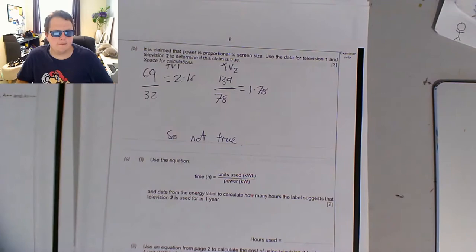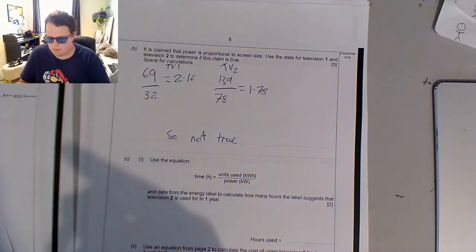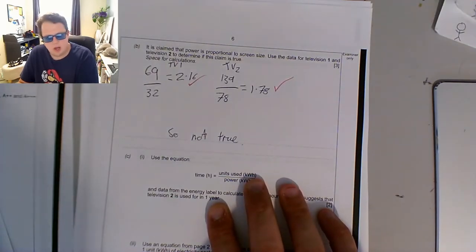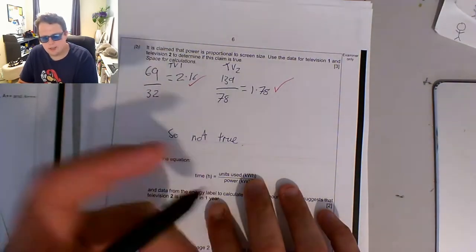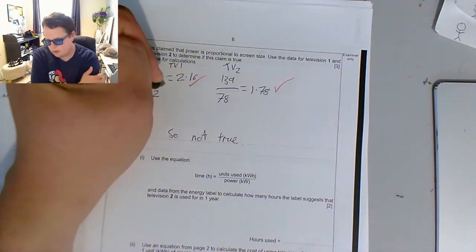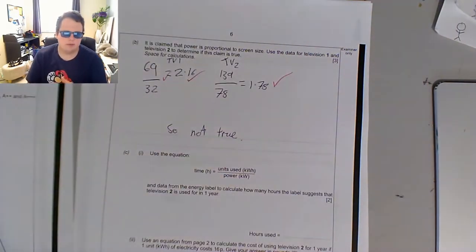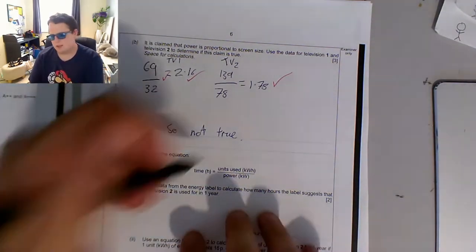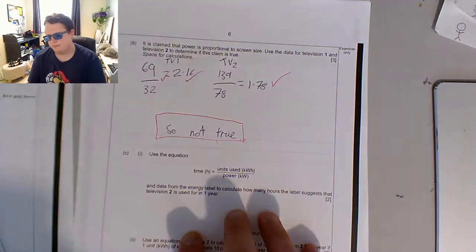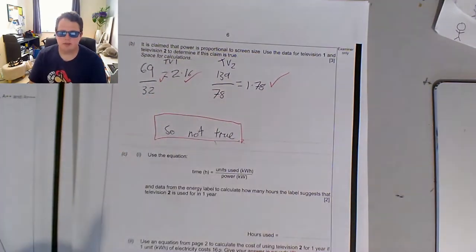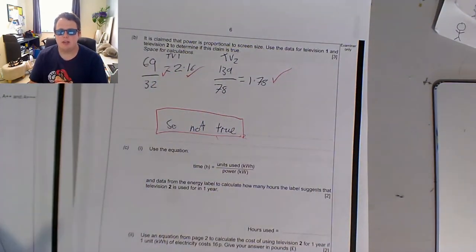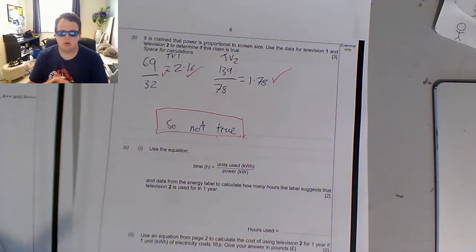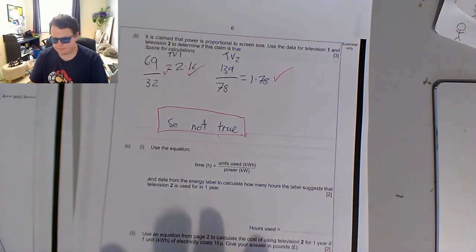The marks here: it is 1 mark for each correct substitution, another mark for getting either ratio right, but you only get that 3rd mark if you've also got your correct conclusion, so you put that statement in.